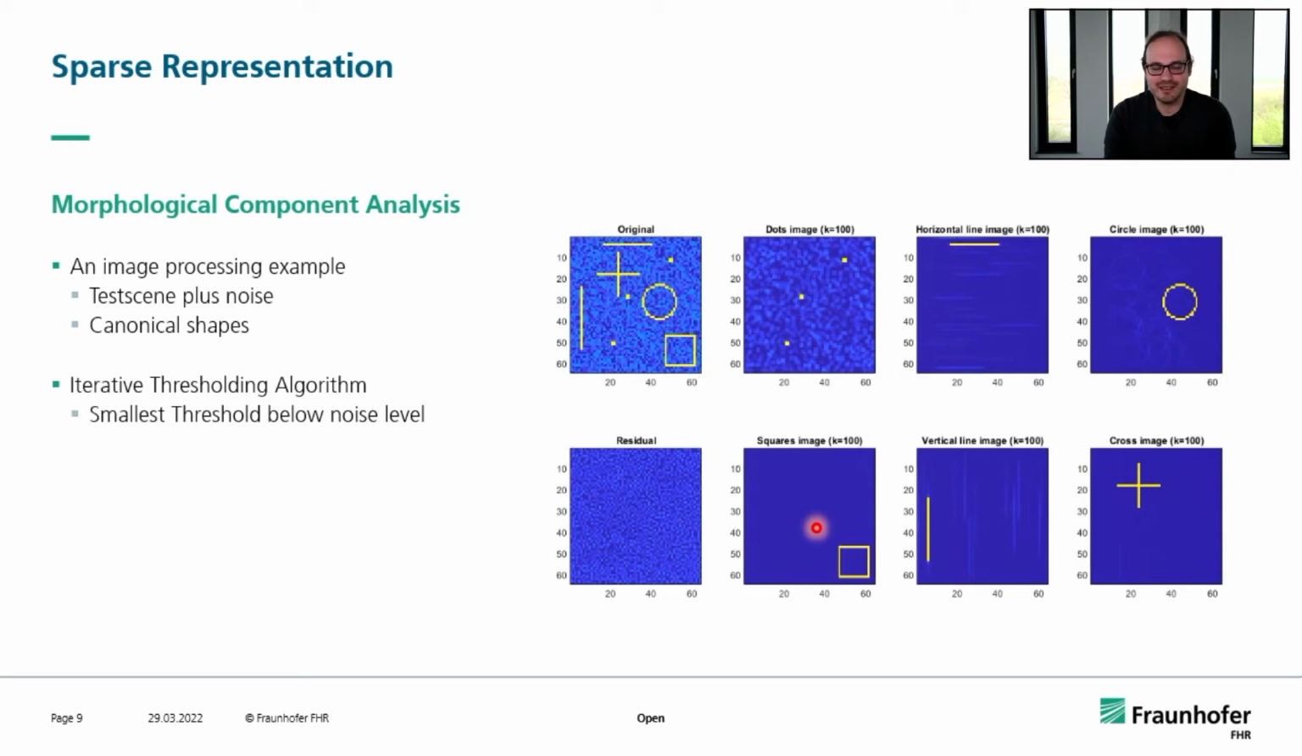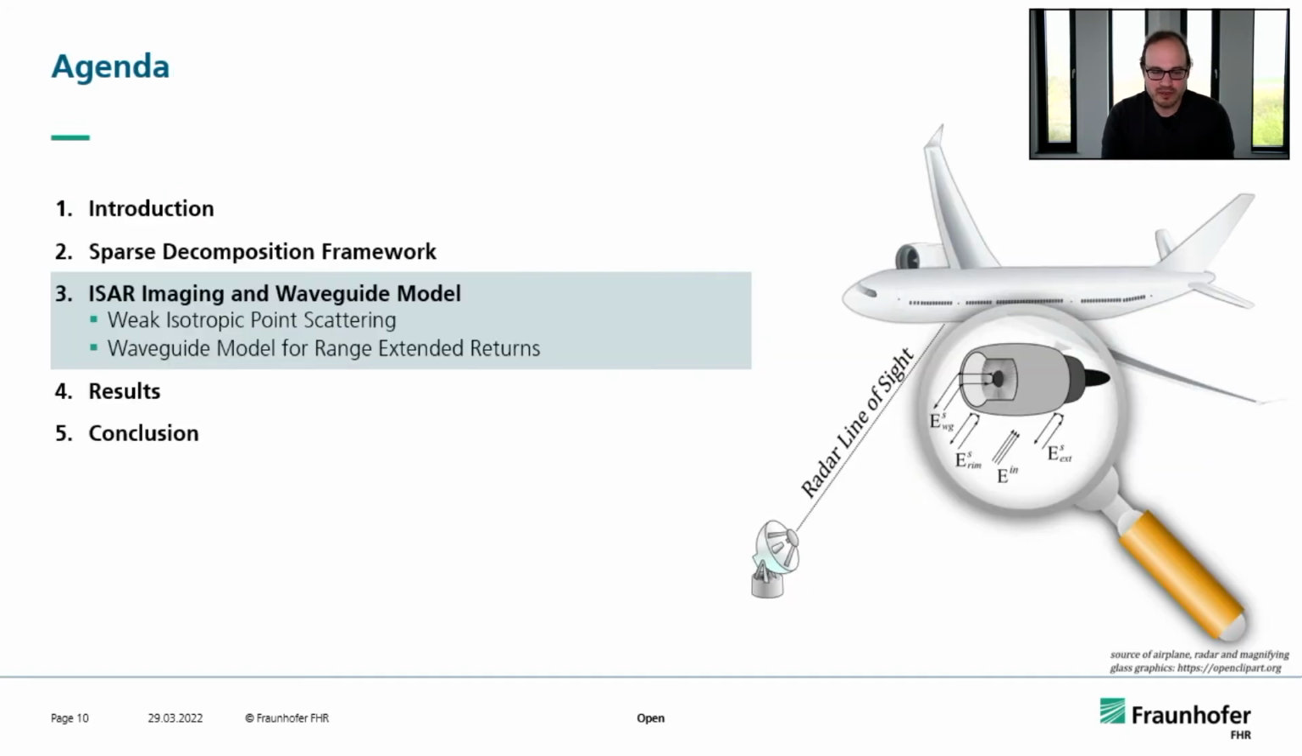And this means we have a high averaging effect that reduces the noise in these terms here, if you calculate the correlation of this. So this was just the idea, more or less, of the algorithm. And now we come to the model that is used in the later application of ISAR images.